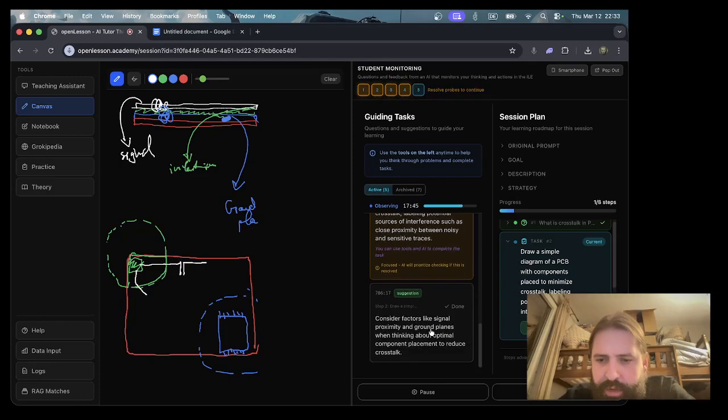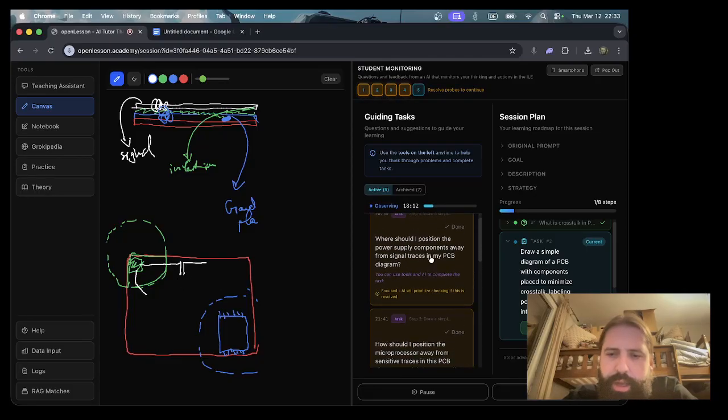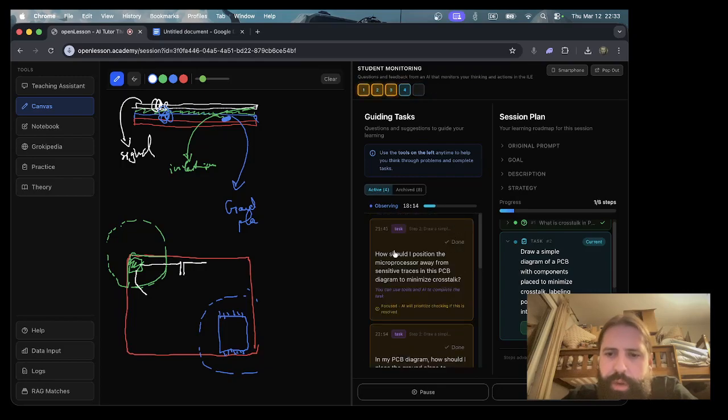Signal proximity and ground planes when thinking about optimal component placement and crosstalk. I can't think of anything else in here that would actually help me understand it. So what else could you do? Position the power supply. We've positioned the power supply. We've positioned the microprocessor.